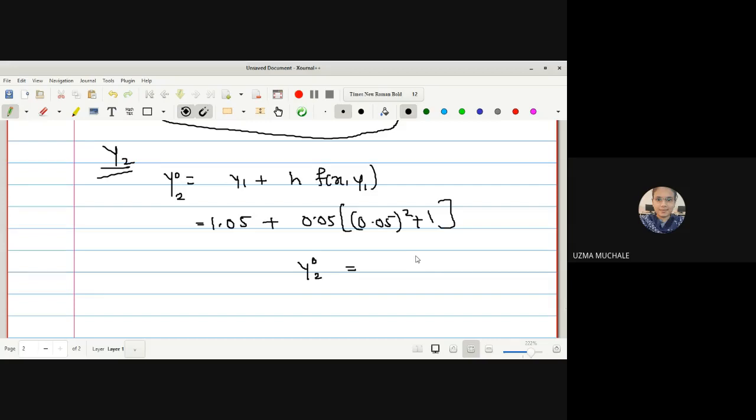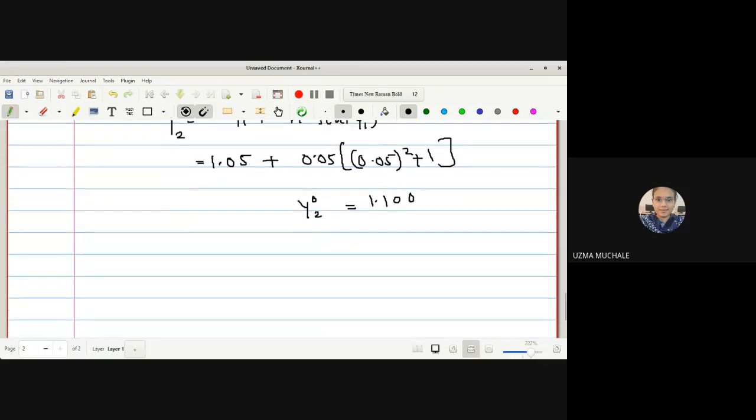Find out and tell me the answer. 1.1, okay, 1.1 something, 1.1 followed by double zero. Okay, fine. Now we will proceed again by using Euler's modified method.